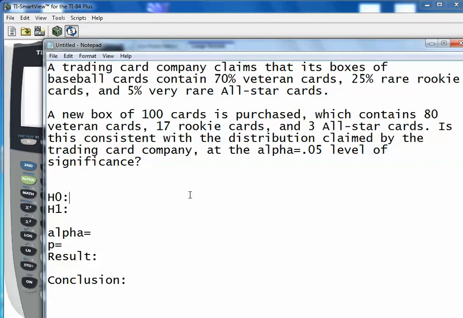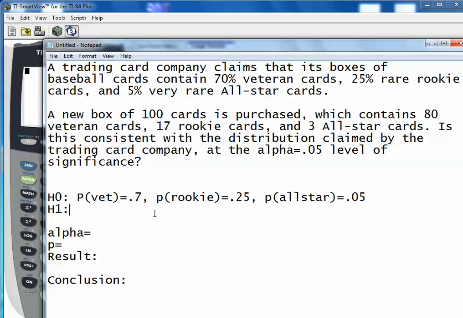Since this is a goodness of fit test, our null and alternative hypotheses are always just going to have to do with the distribution. And the null hypothesis is no change. So the distribution is what they thought. The probability of a veteran is 70%. The probability of getting a rookie is 25%. And the probability of getting an all-star is 5%, 0.05. All right, that's what we think the distribution is. That's what they tell us it is.